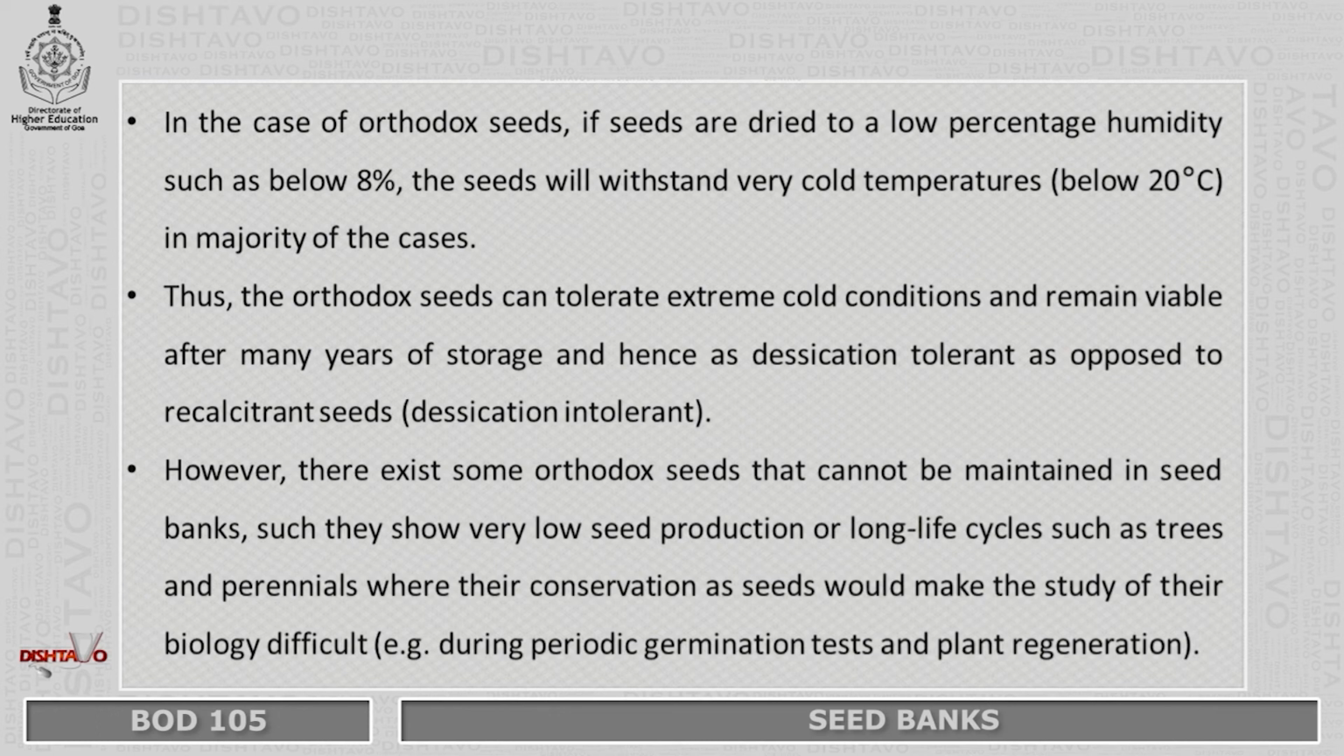Hence, we see that for seeds which show very long life cycles, such as trees and perennials, their conservation as seeds in the seed banks might be difficult, because the periodic germination test and the plant regeneration test, which is a continuous process in the seed banks, are quite difficult for seeds obtained from perennial trees or plants with long life cycles.